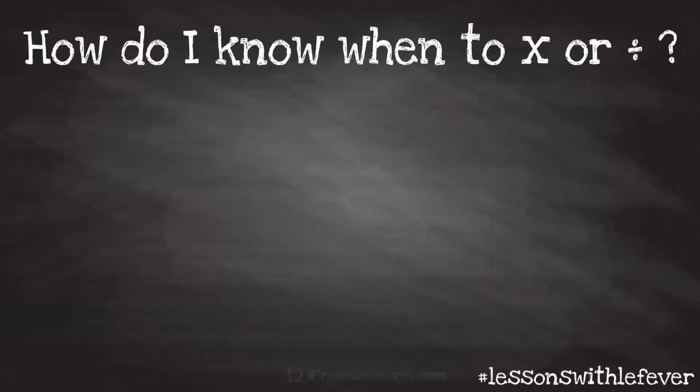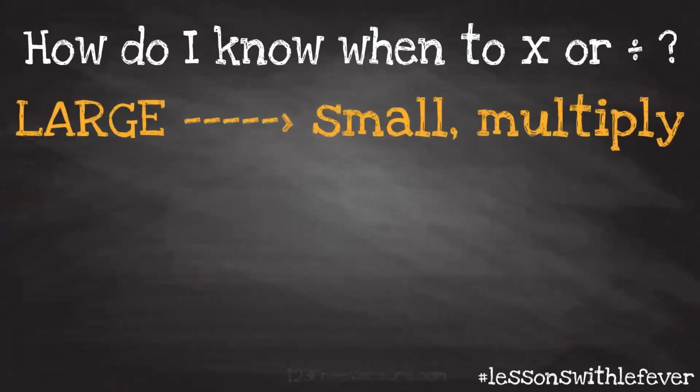In order to convert metric units of length, we have to perform an operation of either multiplication or division. But how do I know when to multiply or when to divide? Great question. Whenever you're going from a larger unit to a smaller unit, you multiply.